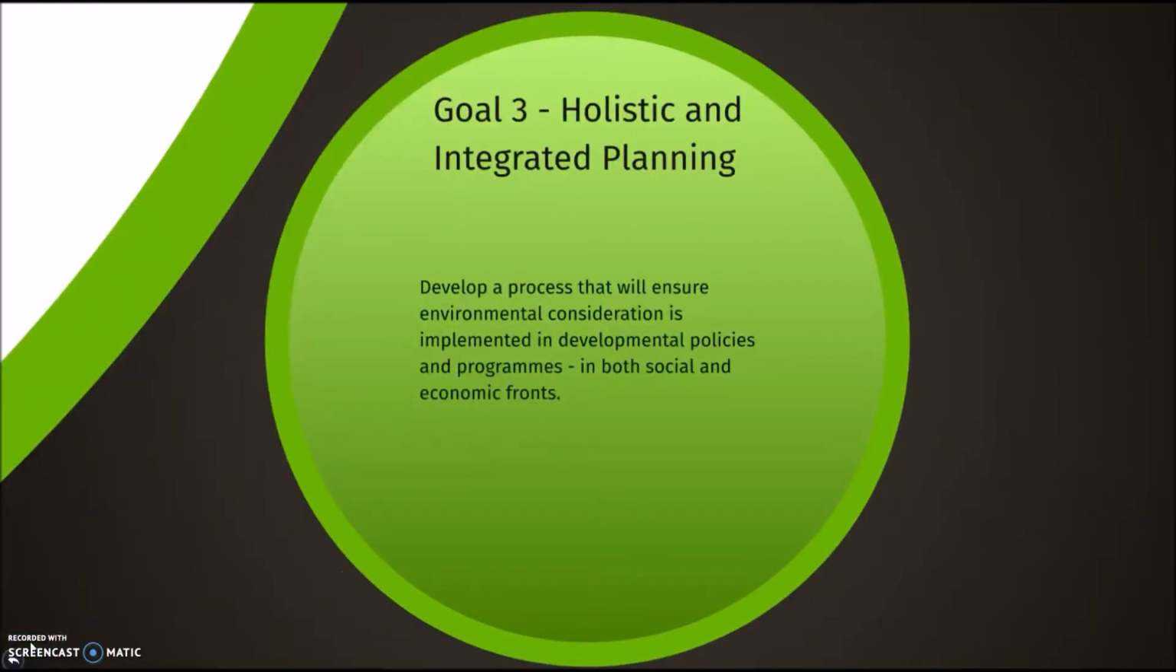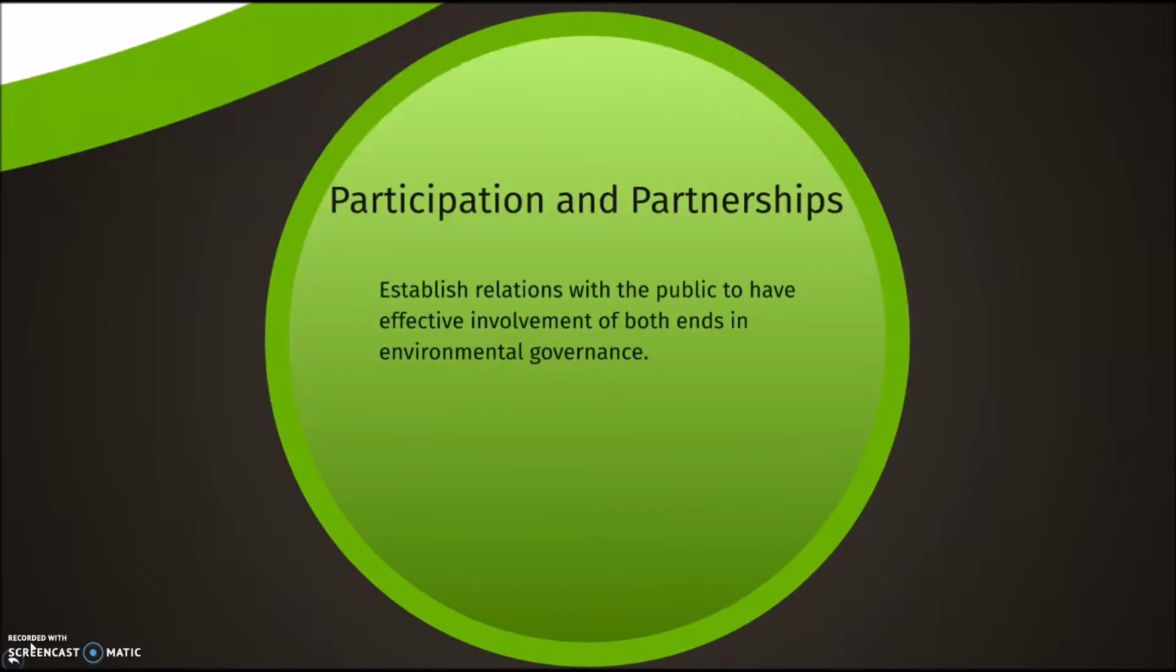Goal 3 is holistic and integrated planning. So South Africa wants to develop a process that will ensure environmental consideration is implemented in developmental policies and programs on both social and economic fronts. This goal kind of goes hand in hand with the second goal. And then goal 4 is participation and partnerships.